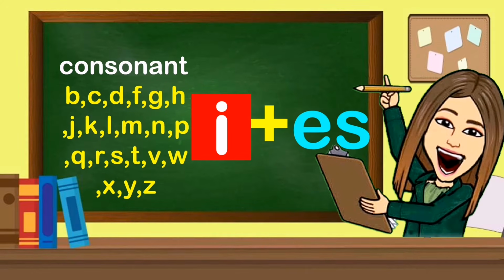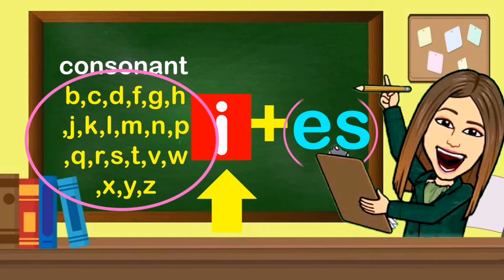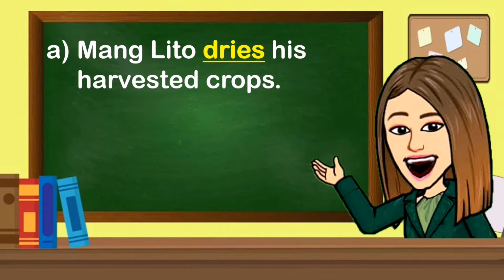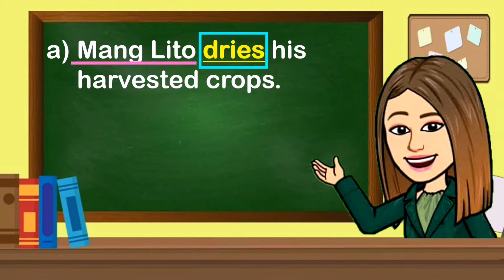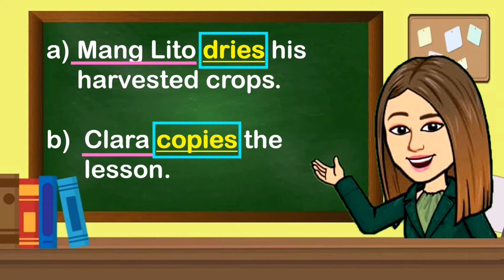So kapag consonant ang sinusundan ng letter y, you have to change y into i before adding es to form a simple present tense. Example, Mang Lito dries his harvested crops. The subject is Mang Lito and the action word or the verb is dries. Second example, Clara copies the lesson. The subject is Clara and the verb is copies.